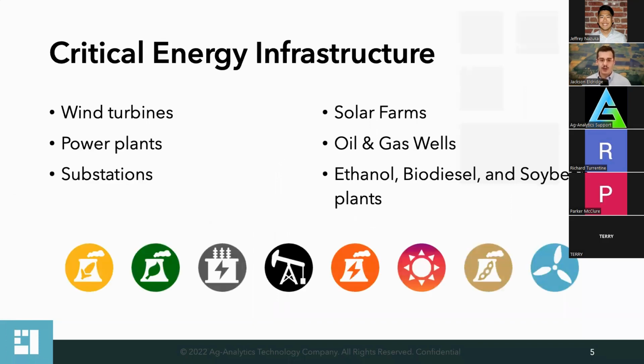here is a quick summary of the 6 data layers that have been added to the website. I'll go through them individually. We have wind turbines, power plants, substations, solar farms, oil and gas wells, and then biofuel, renewable plants like ethanol, biodiesel, and soybean plants. And those are all the icons. Now that you're in the map view and viewing these data points, these are the icons that you're going to be seeing on the website.